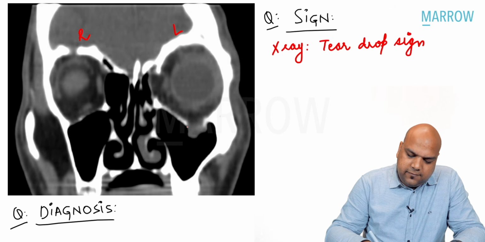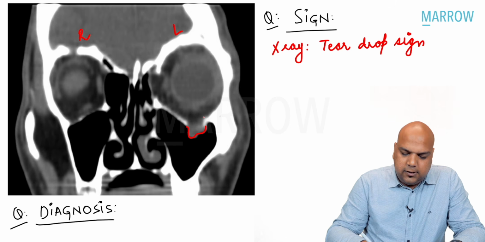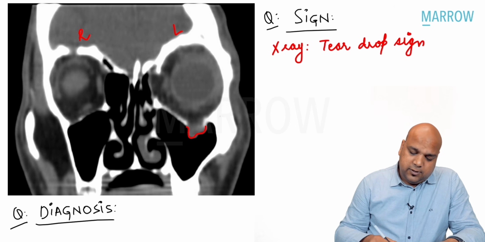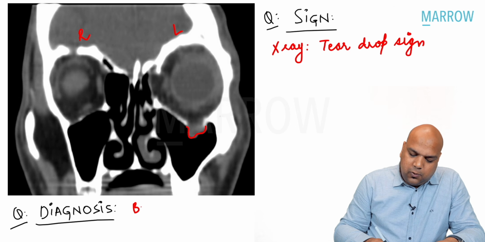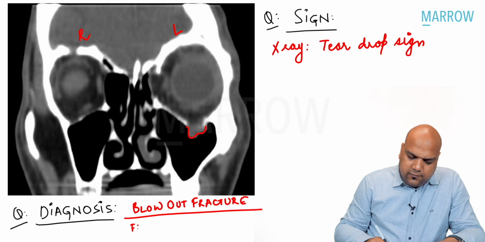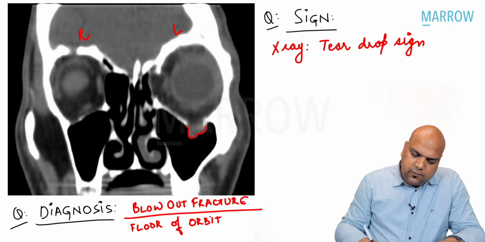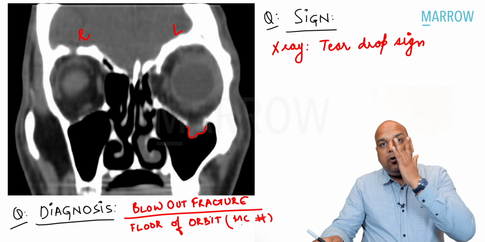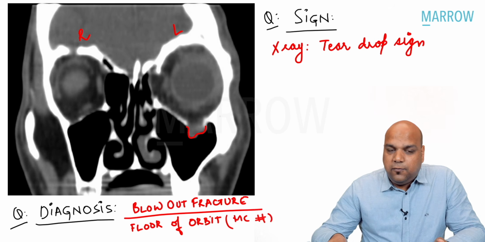Now you can see that there is a fracture here, due to which the orbital contents of the left side are falling down, and that is why it looks as if it is a teardrop. What is the diagnosis? The diagnosis is a blowout fracture. Now, what is a blowout fracture, guys? All of us are aware already. I'll just repeat it. Blowout fracture is the fracture of floor of orbit. Now, what is the most common fracture of orbit? Most common fracture is the floor of orbit fracture. This we know. The thinnest wall is the medial wall, but the most common fracture is the floor of orbit.